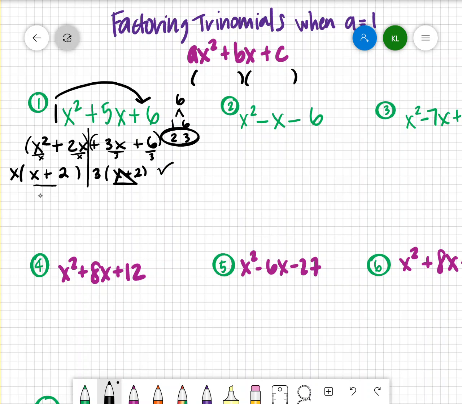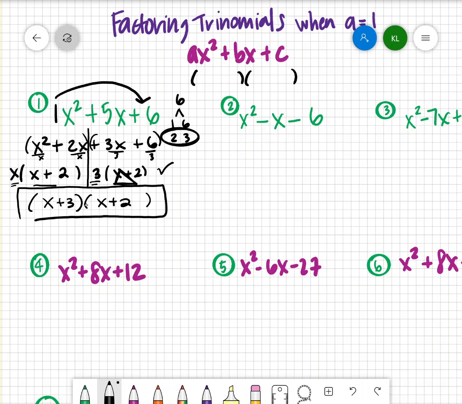Okay, so then my final answer would be one of the sets of parentheses is going to be the GCF, and the other set of parentheses is the common binomial factor that I had written. Now, that way will always work. The thing about using factoring by grouping with this method is it takes a little bit of time. It's a little more time consuming than you need to actually do. So I'm going to show you a little shortcut.